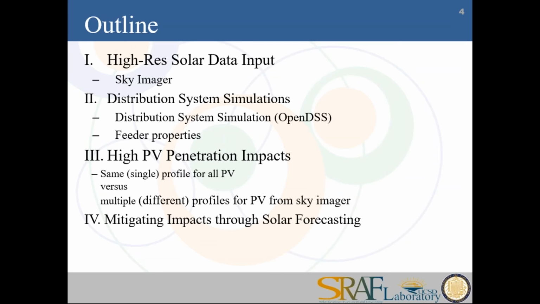Now I want to show you our data input. Then we're looking at actually power simulations of the distribution system, and then study the impacts of high PV penetration. Finally, then look at how we can mitigate some of these impacts if we use solar forecasting or nowcasting.